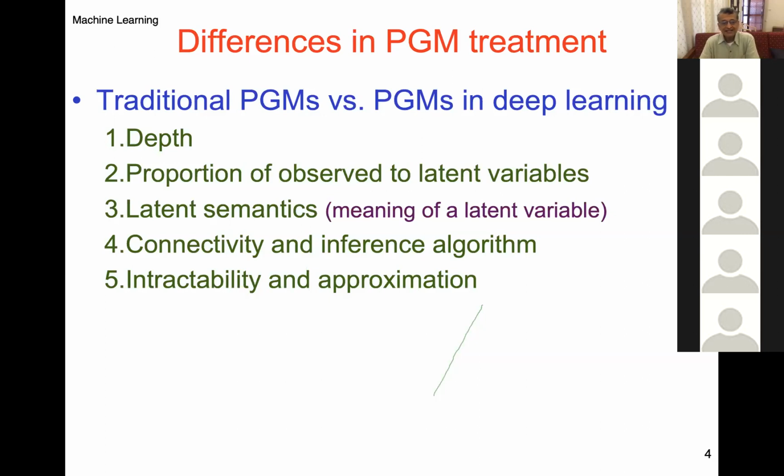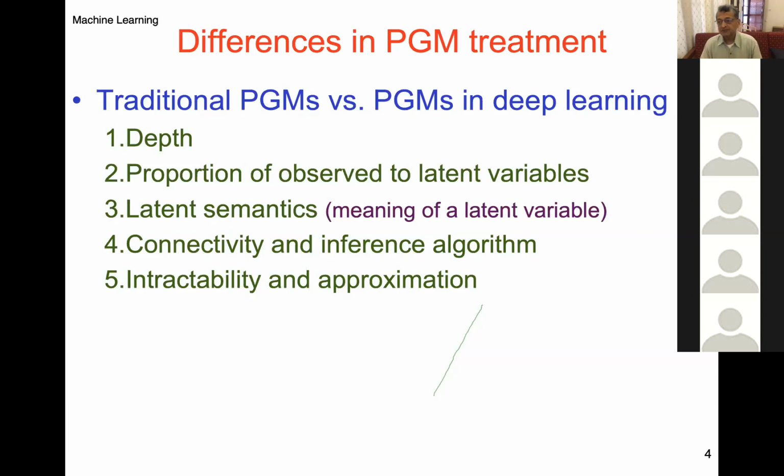Third one is latent semantics. What are these latent nodes? You don't even observe these things, and those are not even your final answers. And why do you need them, and what do they mean? And what about connectivity in inference algorithm? That is, what kind of dependencies we need to take into account. And then, of course, there is the issue of intractability in approximation.